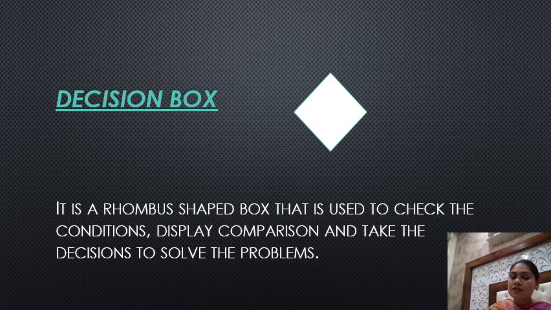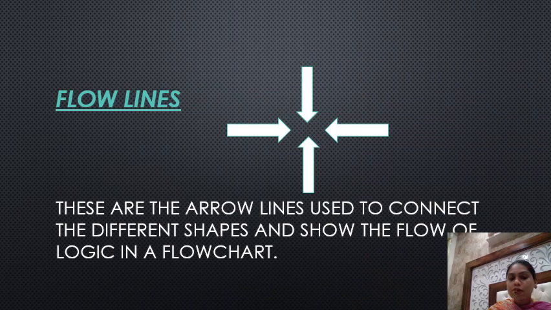It is a decision box. It is a rhombus shaped box that is used to check the condition, display comparison, and take the decision to solve the problems. Next is flow lines. These are the arrow lines used to connect the different shapes and show the flow of the logic in a flow.